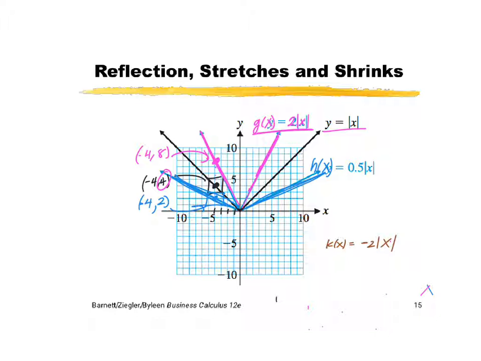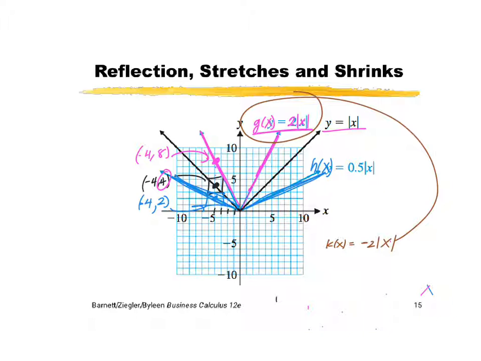If you multiply a constant to that function, it's going to stretch vertically if the value is greater than 1. It's going to compress or shrink vertically if the constant being multiplied is between 0 and 1. Okay? And then for the last one here, which is k of x, that was equal to -2 times the absolute value of x, which is basically another transformation of g of x.